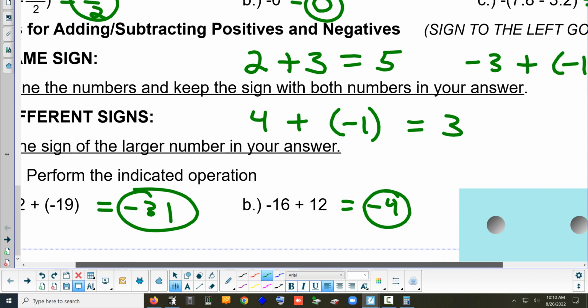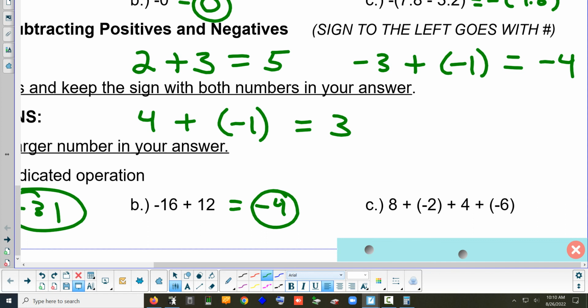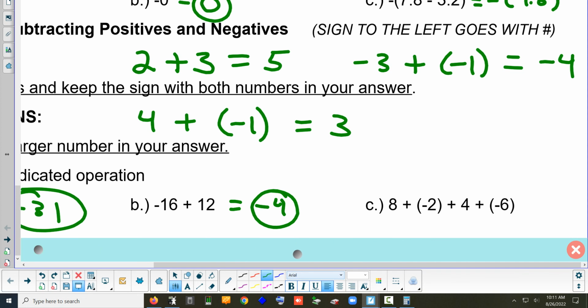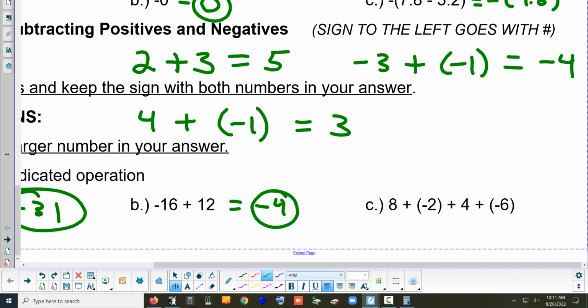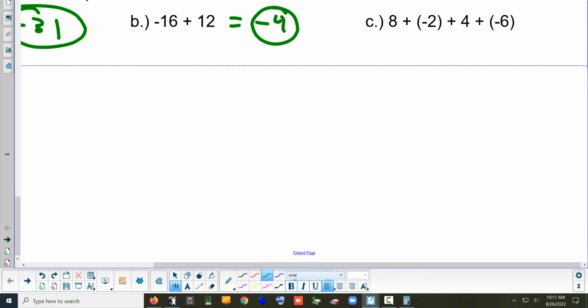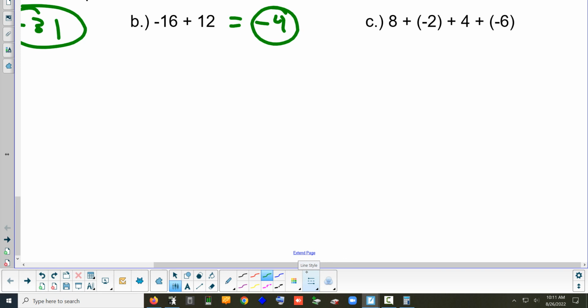All right, let's try one more. This one has multiple things to add up. So remember what PEMDAS says. You go in order from left to right, and we'll do one at a time. So it's negative 8 plus negative 2 plus 4 plus negative 6.